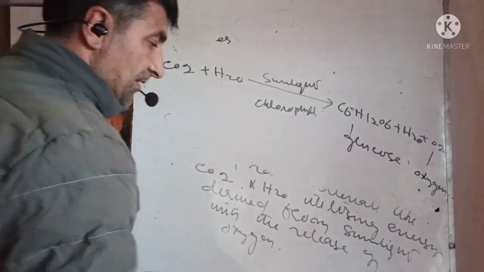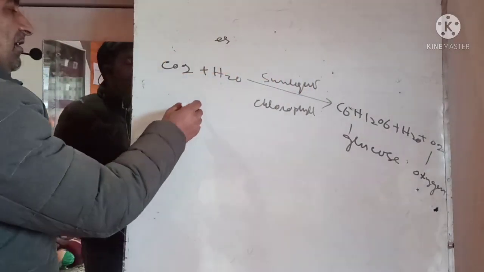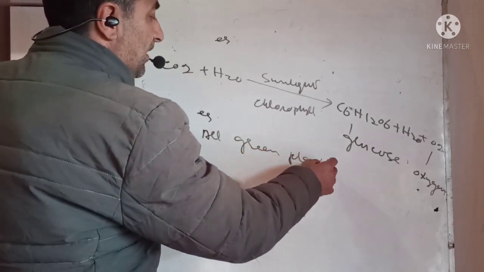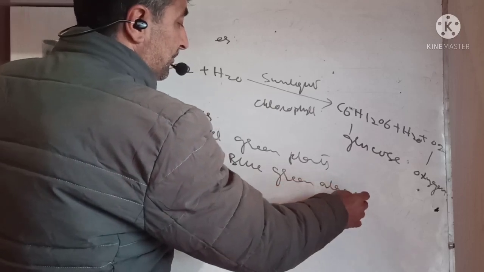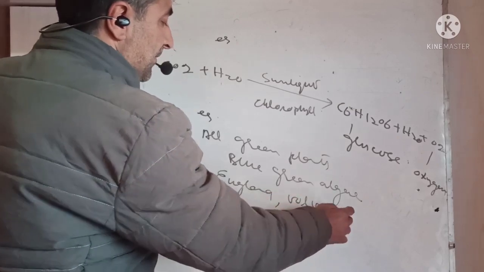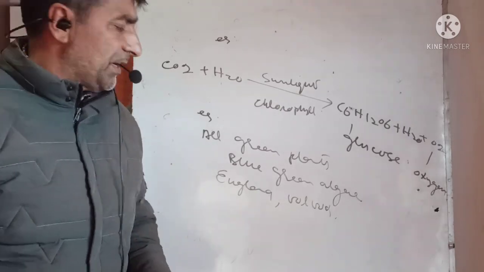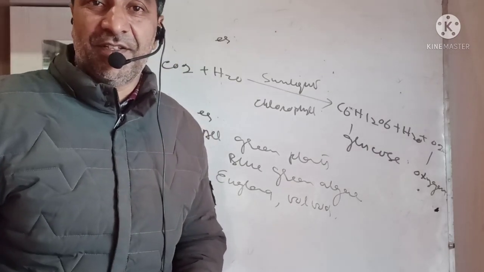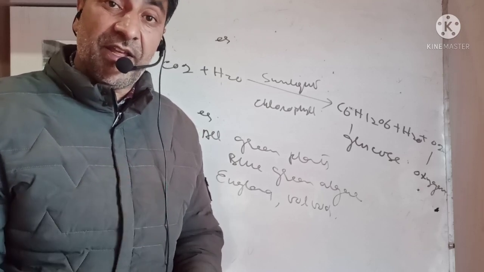Now, the organisms showing this type of nutrition are, for example, all green plants, blue green algae, euglena, volvox. All green plants, blue green algae, or we can say cyanobacteria, euglena, volvox, they show oxygenic photosynthesis, oxygenic photoautotrophic nutrition. They utilize raw materials here, that is carbon dioxide and water.